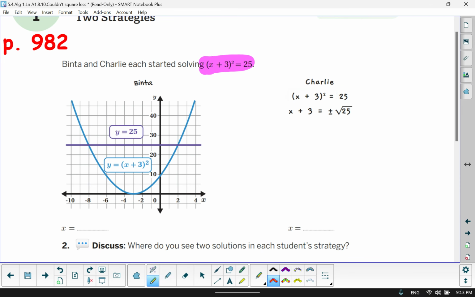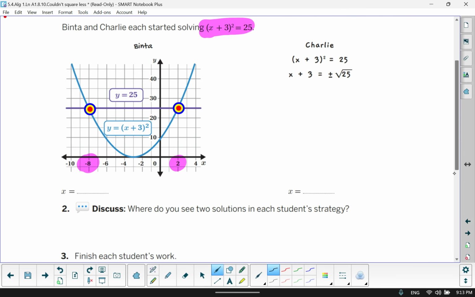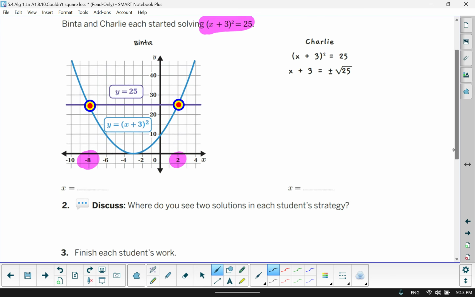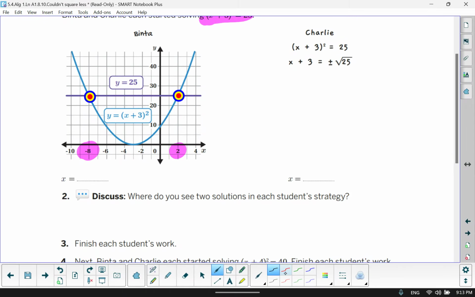So naturally, what I'm seeing with Binta's, I can see the solutions. I can see where the two relationships meet. In both cases, y would be 25 when x is negative 8, or y would be 25 when x is 2. I guess that kind of answers the bottom part where it says finish each student's work. So let's go ahead and just write that in. X is negative 8 or x is positive 2.